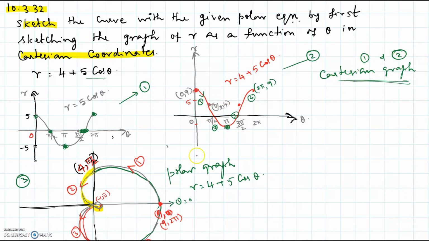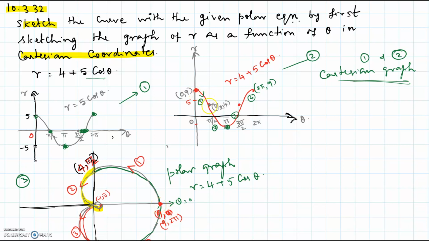Now we are going to consider the Cartesian graph and convert it to a polar graph. So the polar graph is for 4 plus 5 cosine theta. In the polar graph, you start off with theta equal to 0. At theta equal to 0, the value of r is 9. So along the polar axis, theta equal to 0, you mark a distance of 9. So 9, 0 is a point on the polar graph.